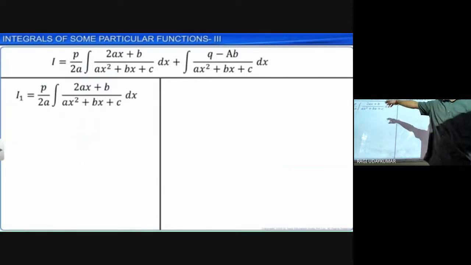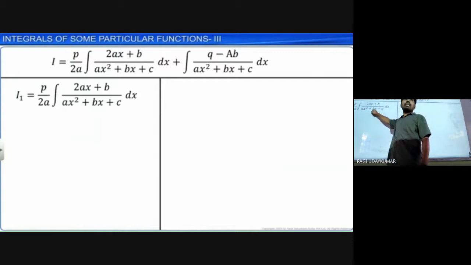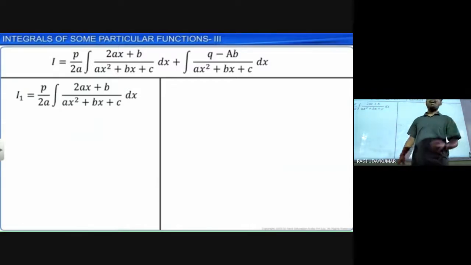f dash of x, the denominator's derivative is in the numerator. Suppose this is f of x, and above it f dash of x is there. So if you consider this complete expression as some t, you consider the substitution method. So what you are going to get: if you consider this complete expression as t, its derivative is this one, into dx is equal to dt. Understood? So dt by t will come. dt by t means log t will come. So what is the value of t? The denominator.